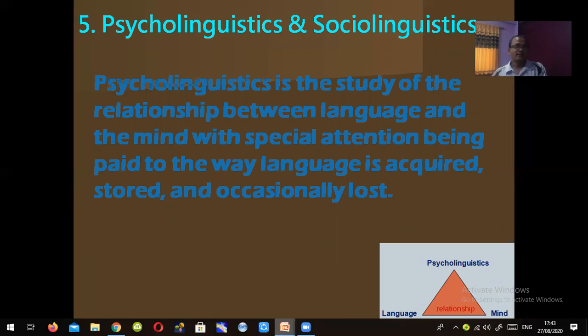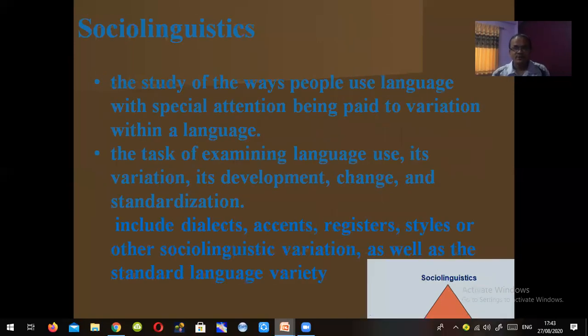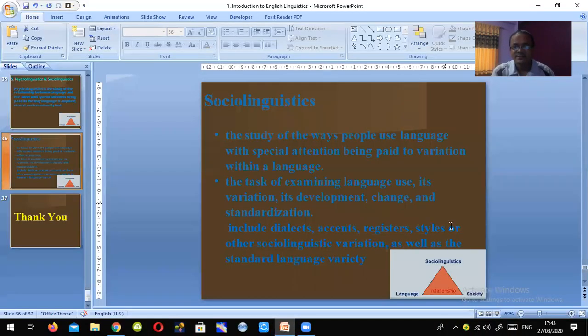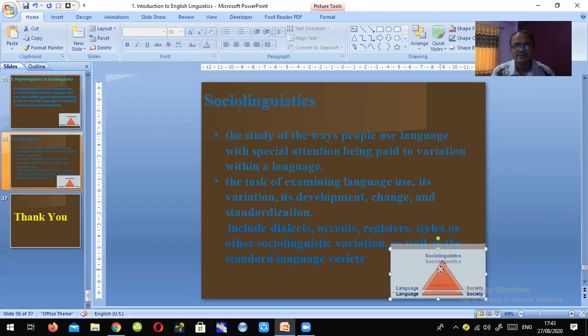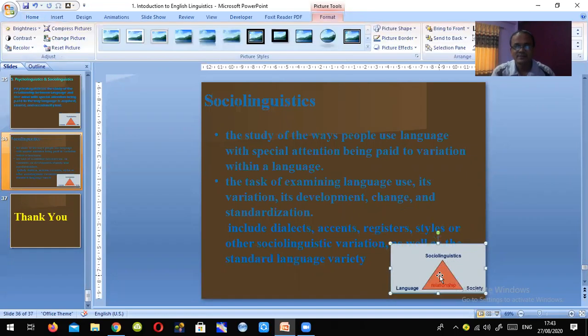Now see psycholinguistics and sociolinguistics. It's very common. Psycholinguistics studies language in relation to the mind, but sociolinguistics studies language in relation to society. So there's a common definition: language in relation to society. Okay, let's go ahead.